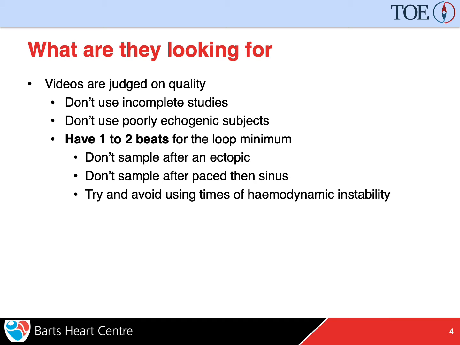Try not to use people who are poorly echogenic, just because it's a really interesting case. It's just that if the images are poor, it's not the thing to submit for your extra case for the EACVI, for example. As a minimum, each loop needs to have 1 to 2 complete beats. The BSc guidance is that you should use 1 beat for a normal image, and if there's any pathology, then your clip should have 2 beats. My advice to you is to submit a minimum of 2 beats for each one.